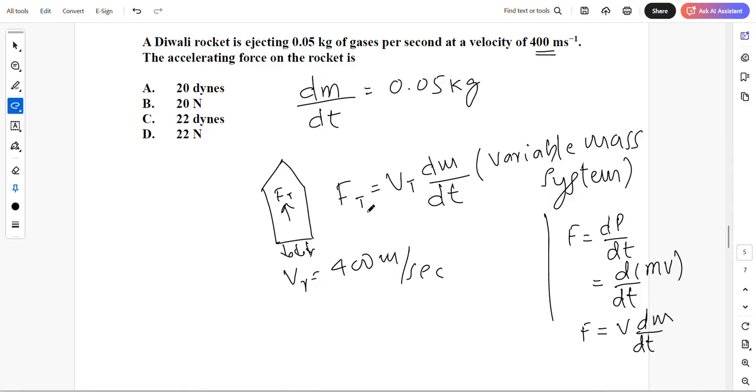Okay. Now we are supposed to calculate the accelerating force on the rocket. Directly you can use this formula. How much is Vr here? That is relative velocity. Okay, Vr is relative velocity. This is called upward thrust. Okay, this is Vr, relative velocity, this is Ft. Okay, do not get confused. Ft is what? Upward thrust force. Okay, that is upward thrust. Vr is what? Relative velocity.